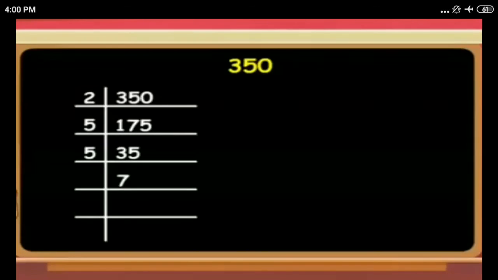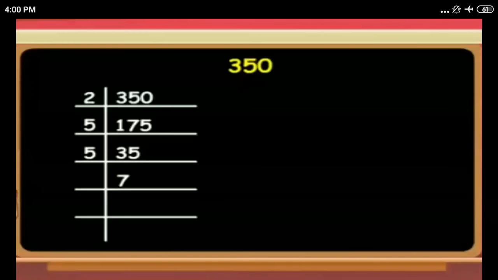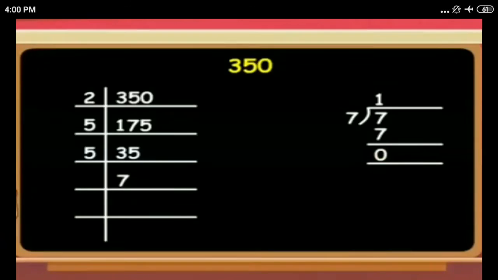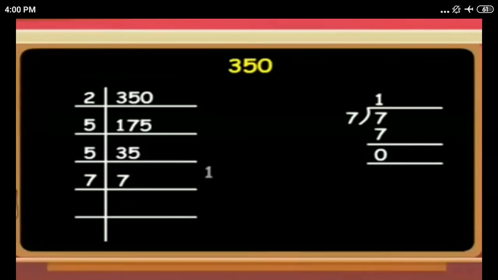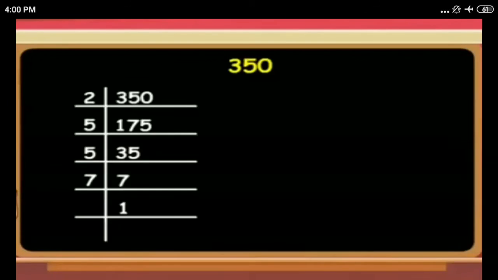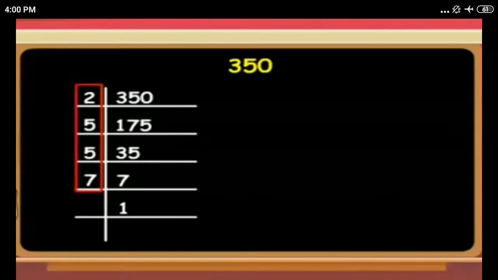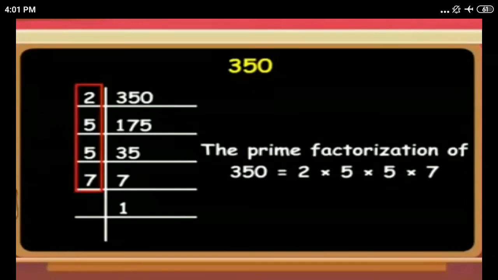Now we have to divide 7 by the smallest prime number. As 7 is a prime number, we will divide it by 7 itself. So 7 ones are 7, remainder 0. The 7 is written below 5, and 1 is written below 7. As there is 1 in the table, we stop the division. What we look at, these numbers are the factors of 350. The prime factorization of 350 is 2 into 5 into 5 into 7. All are prime numbers.